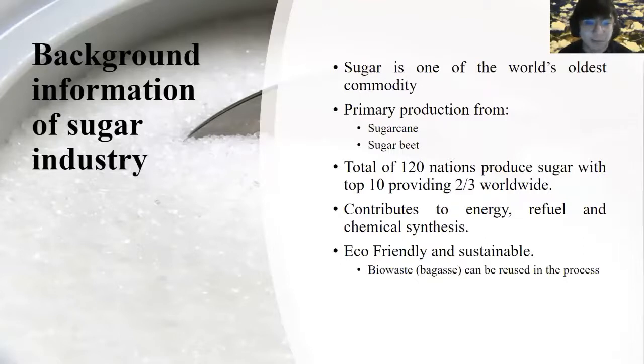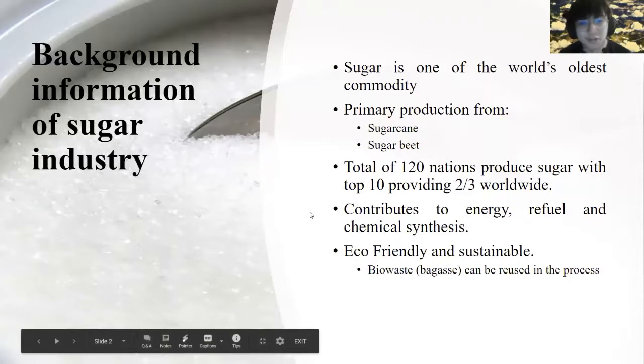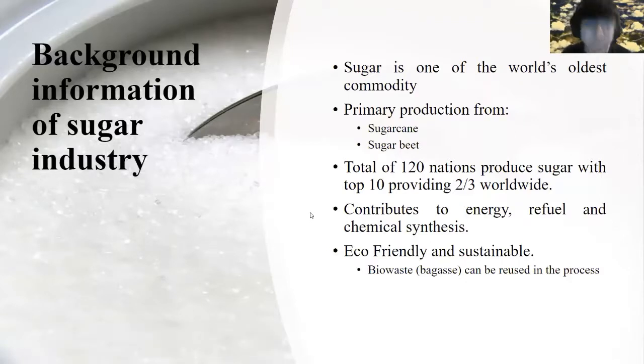Aside from socio-economic contribution, sugar production is a worthy agriculture crop because it also contributes to energy refuel and chemical synthesis. So it plays a major role in changing the physical-chemical characterization of an ecosystem. Next slide, please.